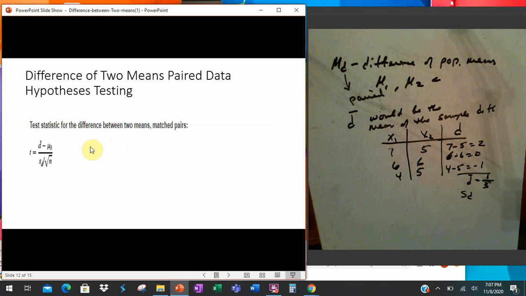Here would be the test statistic for the difference between two means, matched pairs. Here's my S sub D. I'll have to go through these D's and calculate my S sub D. Here's my D bar minus mu 0, and this mu 0 would be my hypothesized mu d value.